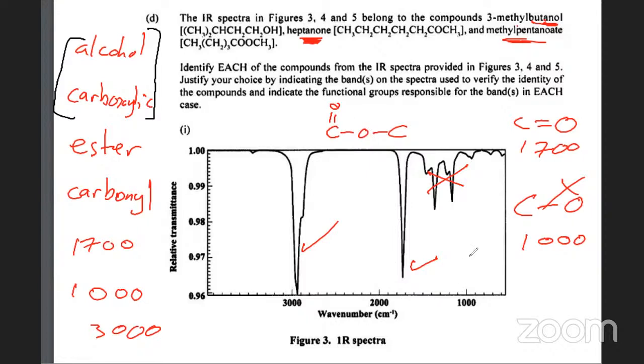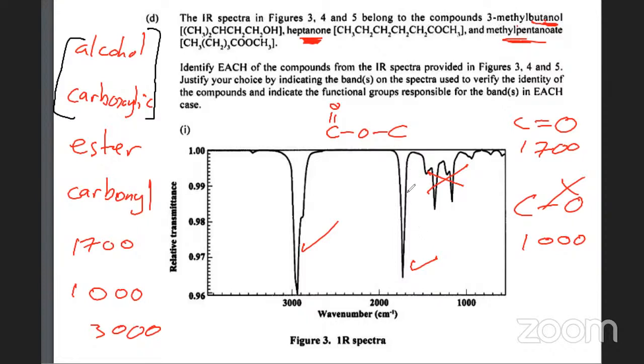I said that clearly, that peak is not there. So this cannot be an ester. There's no OH group, there's no C single bond O. That leaves you with a carbonyl group, whether aldehyde or ketone. And in this instance, they gave you the name of a ketone. So that tells you that it is a ketone.